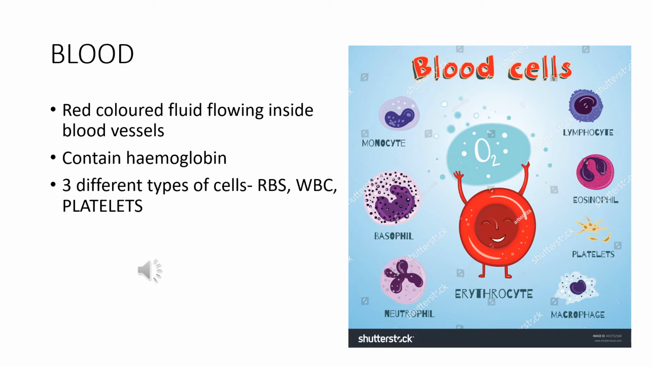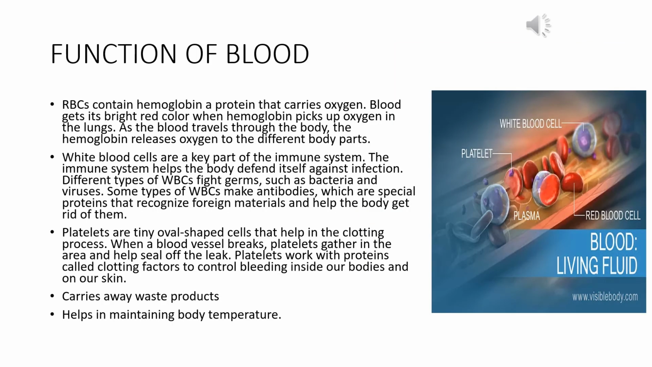Now the blood is composed of two main components. One is the blood cells and the other is blood plasma, which is mainly water. There are 3 different types of blood cells: RBC or red blood cells, WBC or white blood cells, and platelets. Function of blood: blood has different cells in it like RBC, WBC and platelets, and different cells perform different functions.